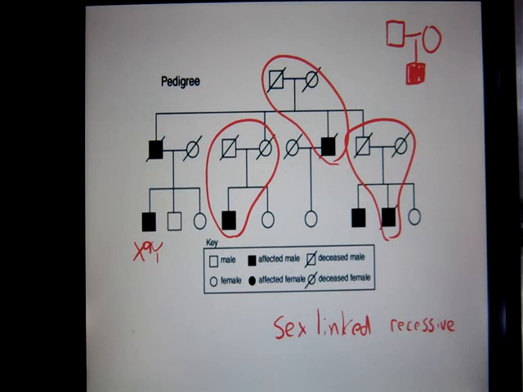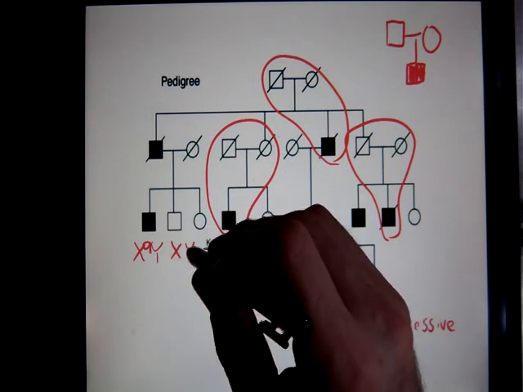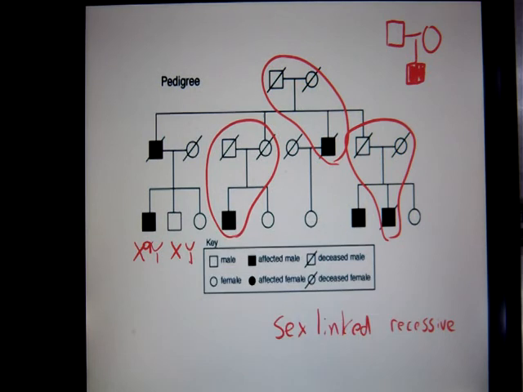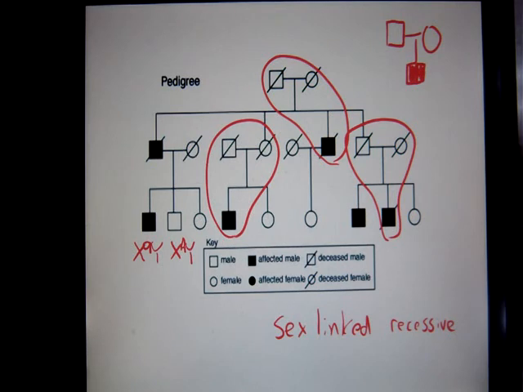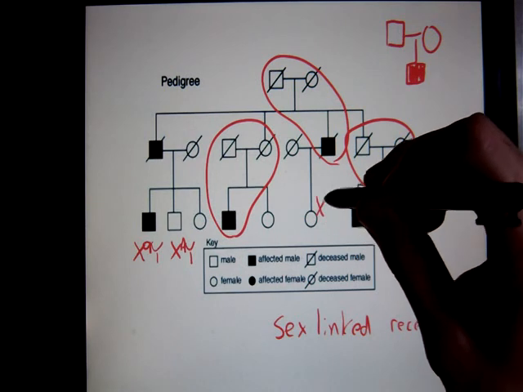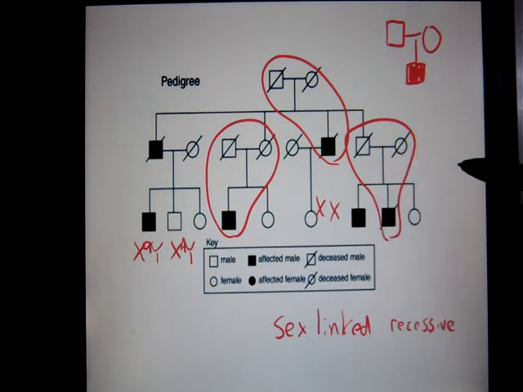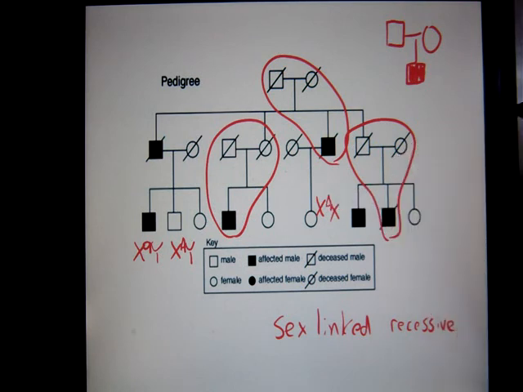It causes the disease. His brother is also a boy, so he's XY. His brother does not have the disease, so his one X chromosome must be normal. Okay, so males are easier. If we look at females, they're a little trickier. So let's look at her. Because she's a girl, we know she's XX. She does not have the disease, so I know she must have one normal allele. Question is, what's the other one?